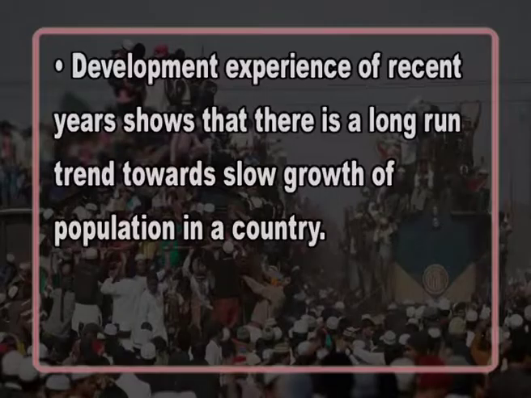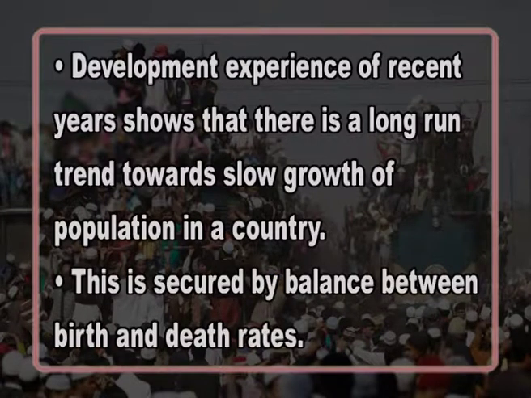The rapid population growth in many third world countries and the persistence of poverty has given rise to the view of a possible overpopulation. There is therefore a major move throughout the world to bring down the growth rate of population. Development experiences of recent years show that there is a long run trend towards slow growth of population in a country. This is secured by a balance between birth and death rates.